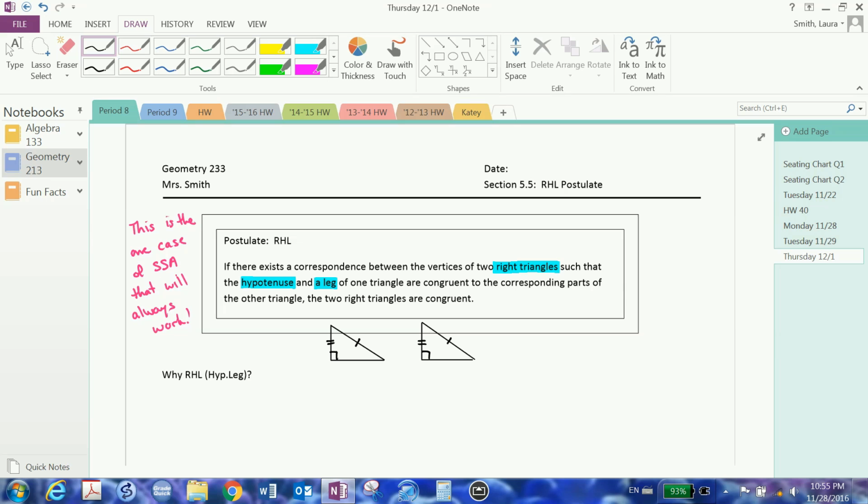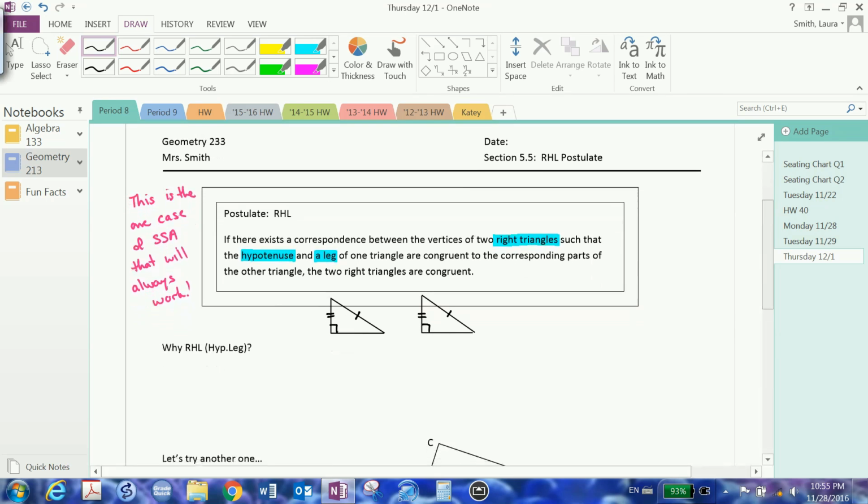So you may be wondering, why does it have to be RHL, right? Could it be, instead of right hypotenuse leg, right? That's what RHL stands for. Could it be right leg leg? All right. So in that case, what we'd be looking at is right leg leg.